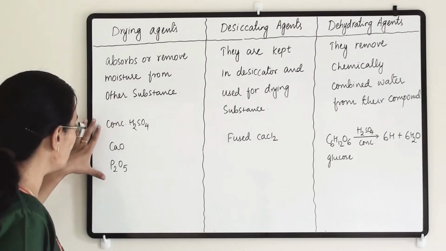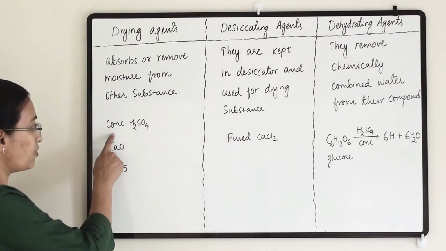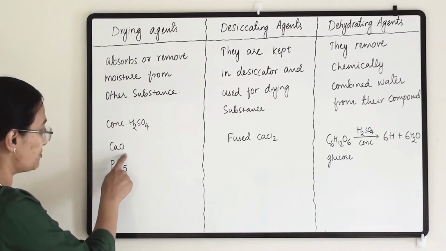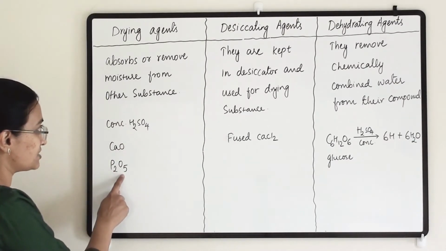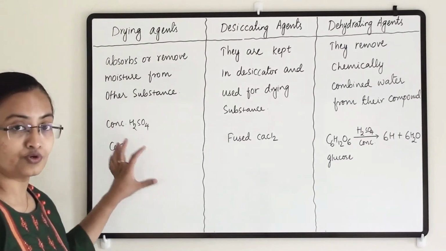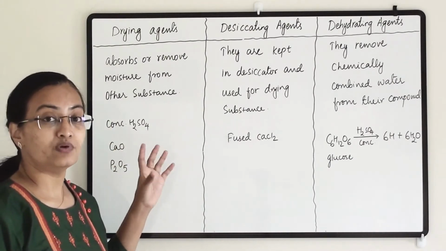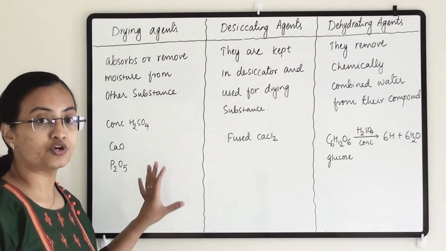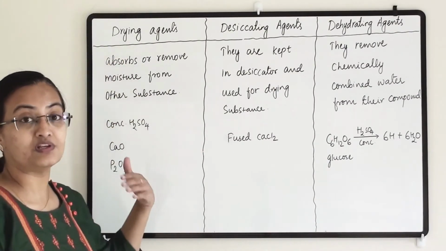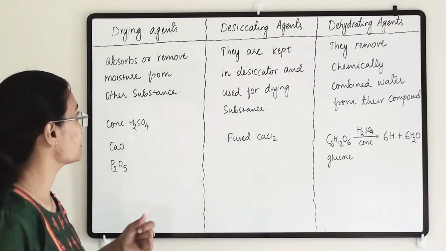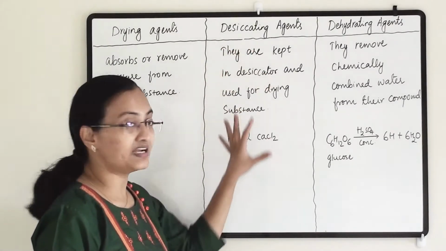So when we use these substances, for example concentrated H2SO4, calcium oxide and P2O5, that is phosphorus pentoxide, they will help us to remove moisture. They will absorb the moisture, removing it from the substance. So that's why they are termed as drying agents, which will dry the other substance. Then come the desiccating agents.